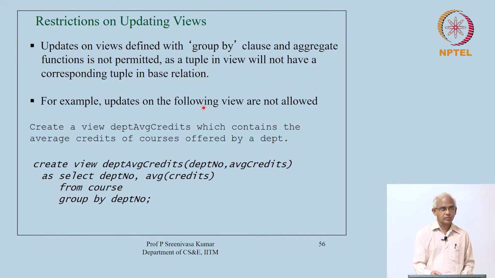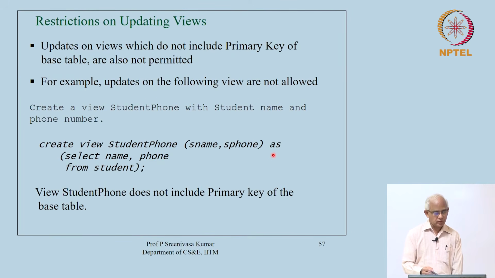Again, you can see that the main reason is that an update on this particular attribute, for example, average credits, cannot be uniquely mapped to any update on the base tables. That is the reason. Okay. Moving on, in a similar spirit, views which do not include the primary key of the base tables will also not be permitted.